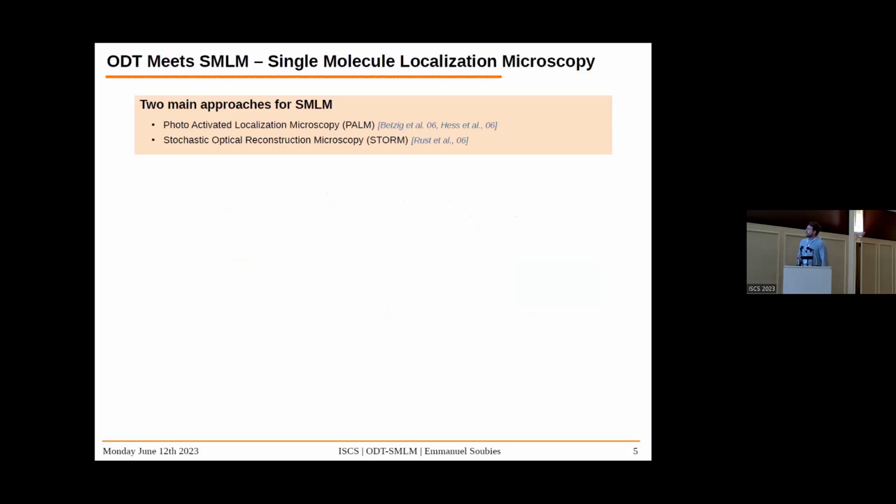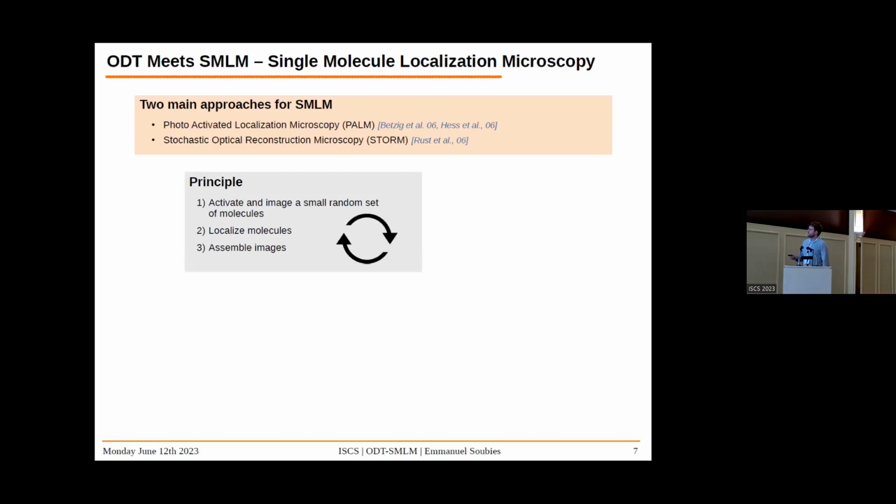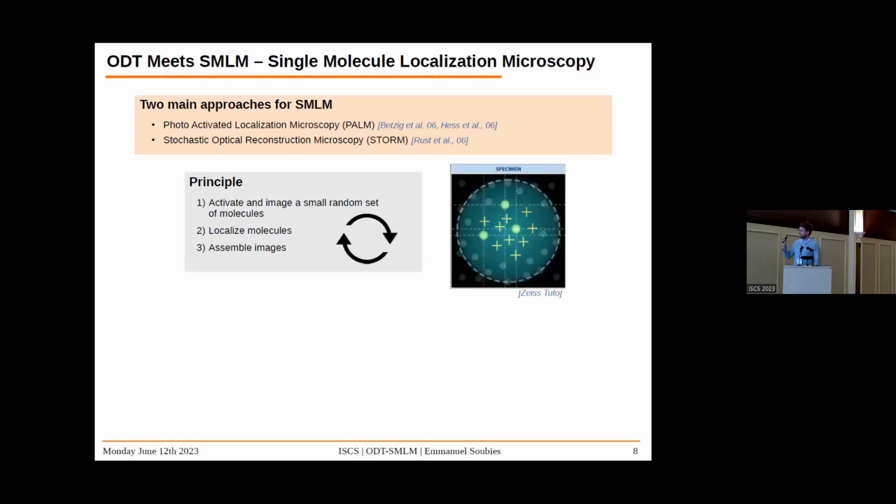So what is single molecule localization microscopy? We can find it in two forms, which is also known as PALM and STORM. I will not enter into this detail. This is the way we implement it in practice. But the main principle behind this is that we have a fluorescent molecule that has different states, and they can be, as we see here, in non-excited state.